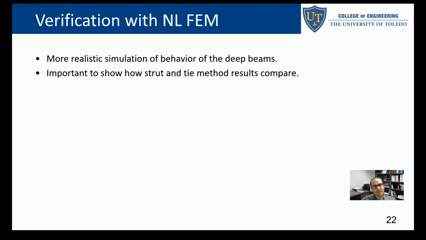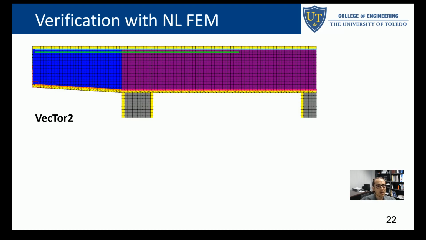Nonlinear finite element is the second option, which I showed you at the beginning based on HTOP. It is good. It's going to be very accurate, but there are challenges as well with this one. It's a little bit more complex than strut-and-tie as well as sectional method, but we want to see how it compares with strut-and-tie. We used a program called Vector 2, developed at the University of Toronto.